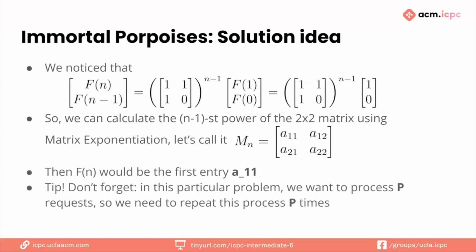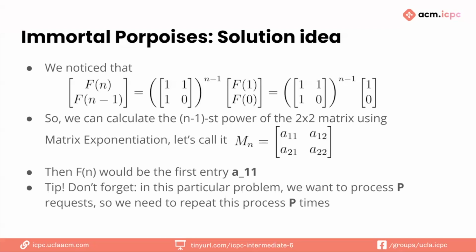Basically, it's entry A11, and we can see that by performing that multiplication. So we get A11 and A12. So we get this matrix and multiply it by 1, 0. So on the top, we would get A11 times 1 plus A12 times 0. So we only get A11, and that's the term that should represent Fn. So that's why we output it.